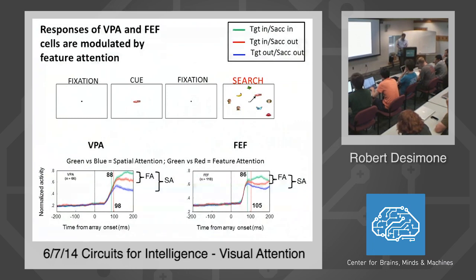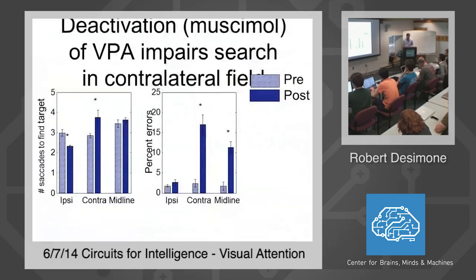Okay, so to test that, you've got to do a causal experiment. What Narcisse Guichot did was deactivate the VPA and then measure the effects behaviorally and then measure the effects on cells in the frontal eye fields. Here he's looking at the effects of the muscimol deactivation of the VPA. These are the behavioral data pre- and post-injections. Here we're looking at the number of saccades to find the target, and here we're looking at errors.